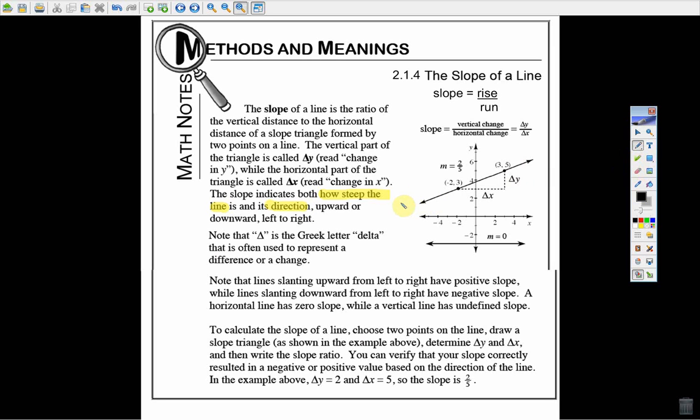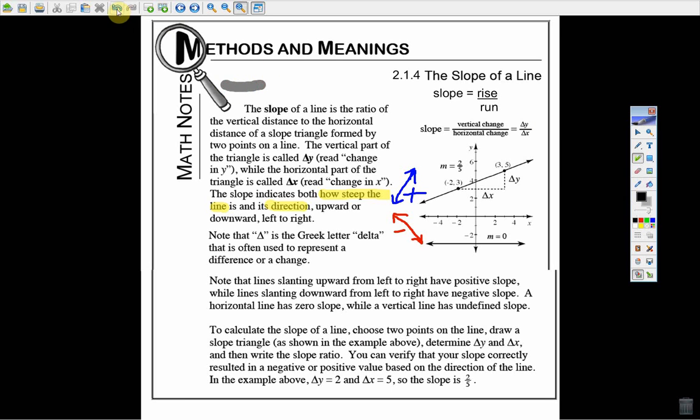Remember that a positive slope will go up as you go from left to right. So that would have a positive slope. And if it went down as you go from left to right, that would be a negative slope.